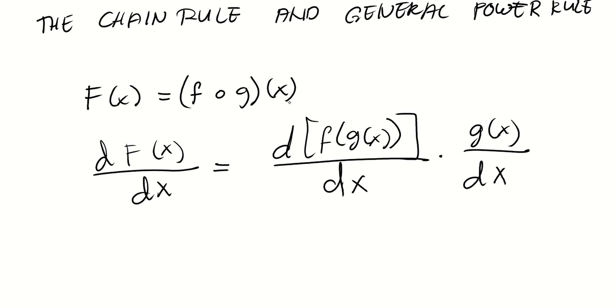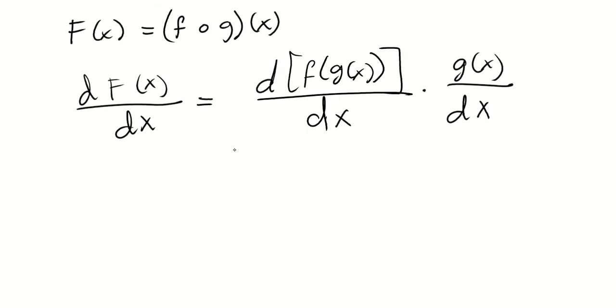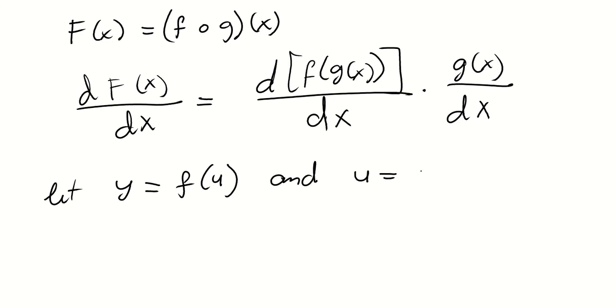If we want to make it more intuitive, we can just change our f. We can let y be equal to a certain function in terms of u, and u now is a function of x. So this is a composition. Again, we compose f in terms of g of x. It's the same as capital F of x.